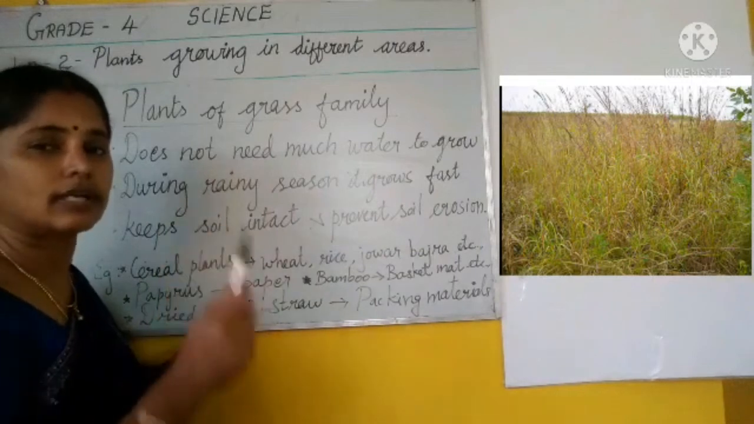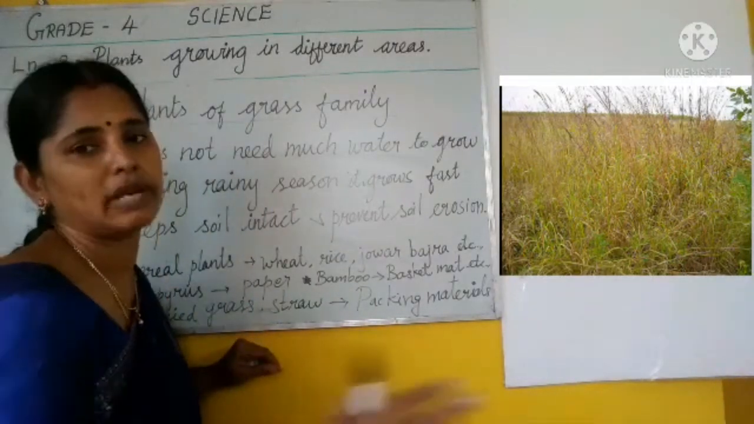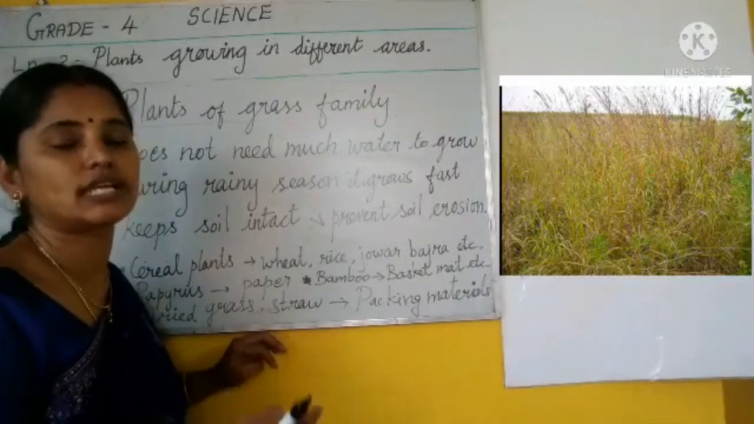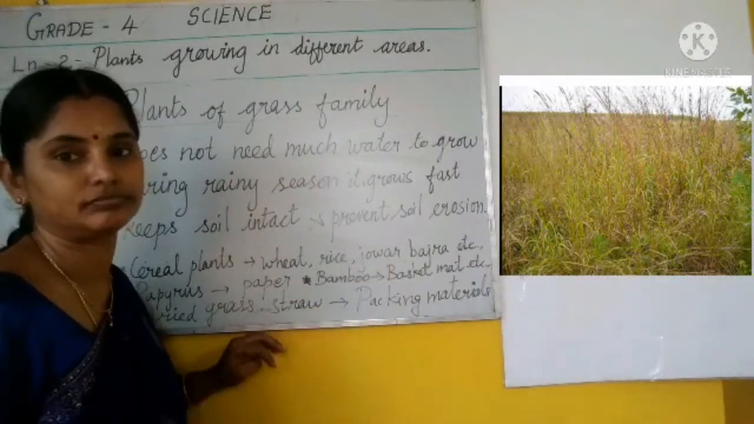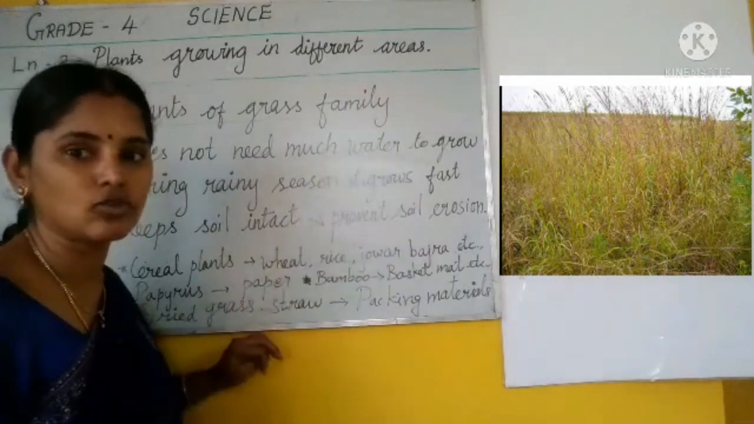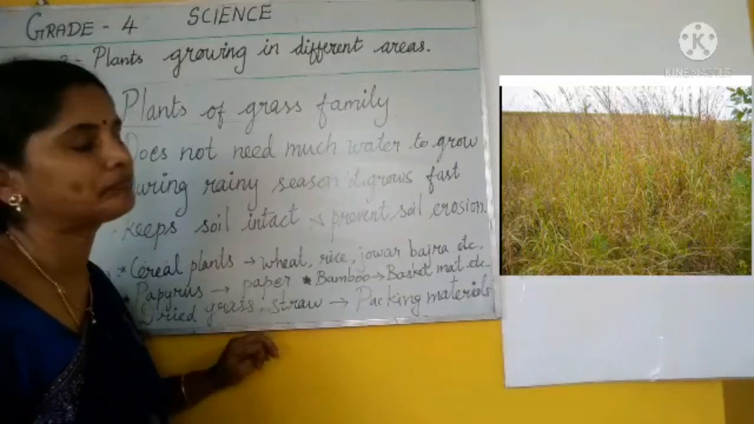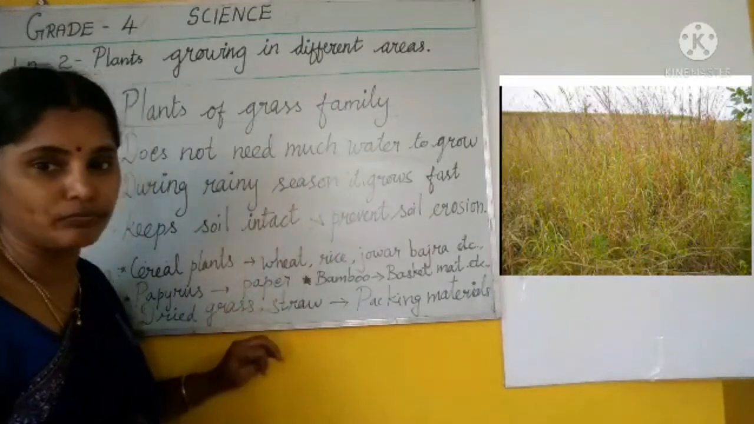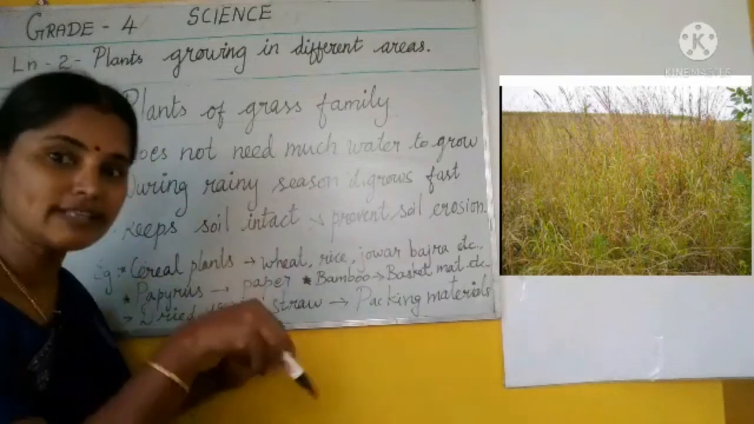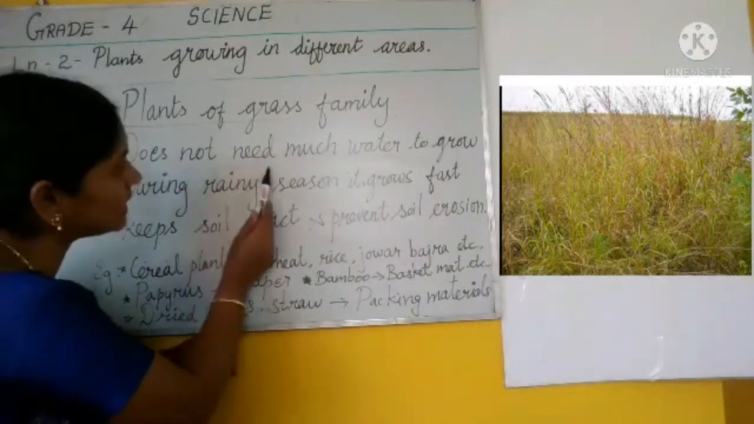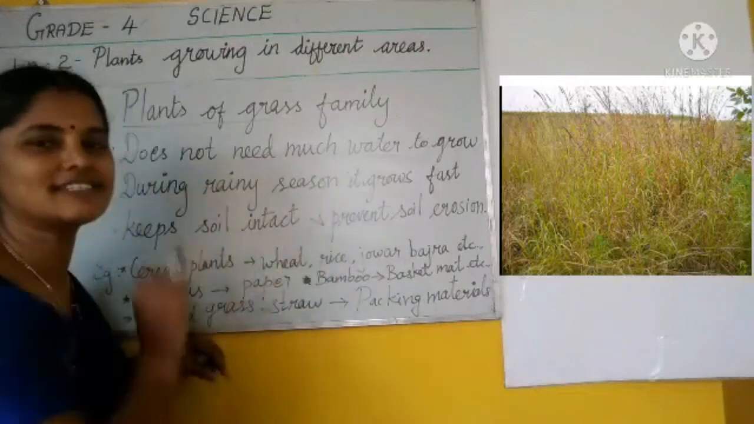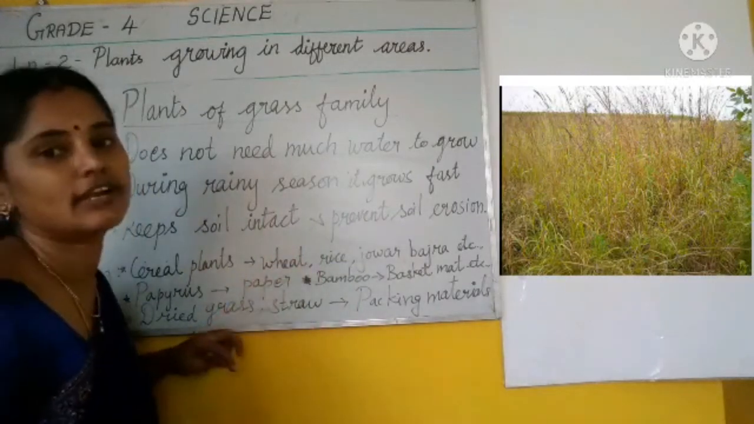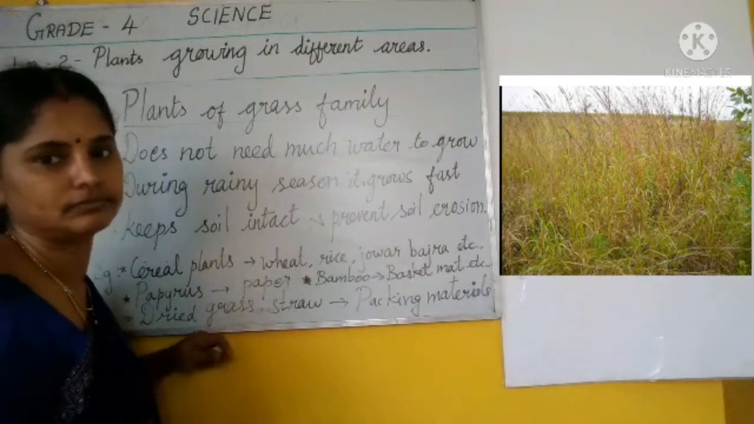See here, grass grows on plain areas. Whenever rainfall occurs, after a few days we can see grasses. In our school garden corner also we can see a few grasses growing over there, isn't it? Actually it does not need much water to grow, but during the rainy season it grows very fast. The soil wetness is enough for the grass to grow well. Are you clear, children?